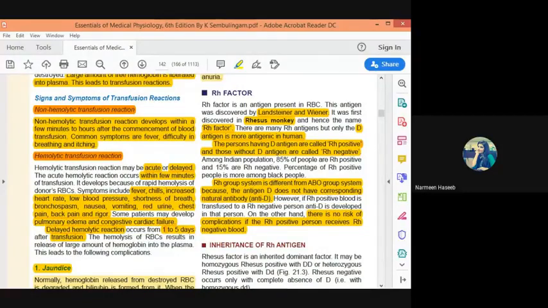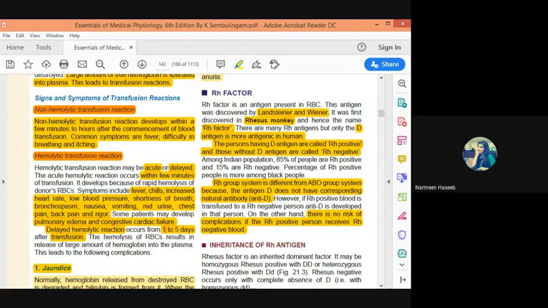There are many Rh antigens, but only the D antigen is more antigenic in humans. The persons having D antigen are called Rh positive, whereas the persons who have no D antigen in them are known as Rh negative. So there are Rh positive individuals and Rh negative individuals. That's why you are known with blood group A negative or positive, B negative or positive, AB negative, AB positive, O negative, O positive.